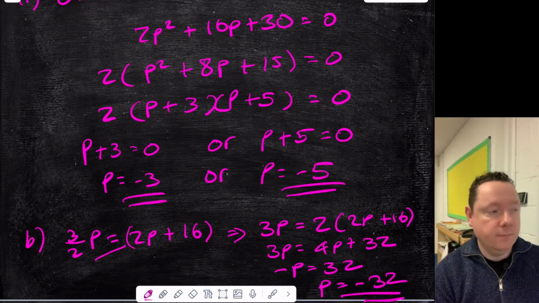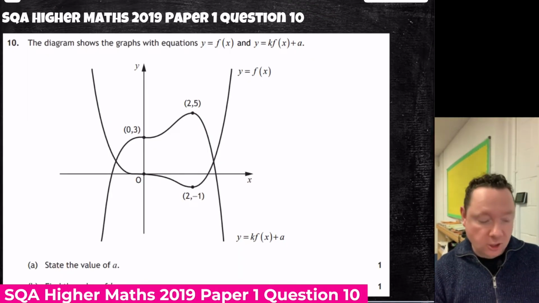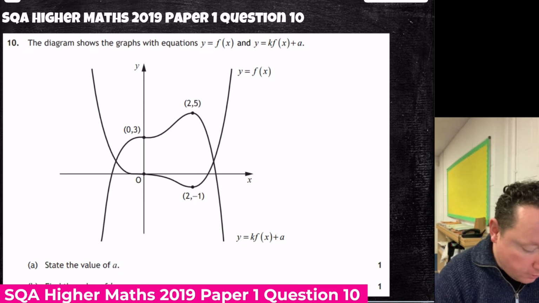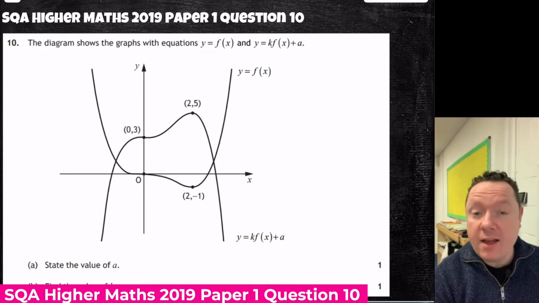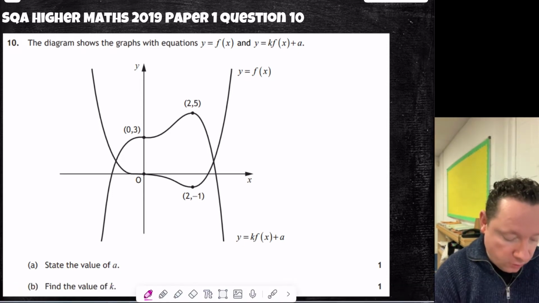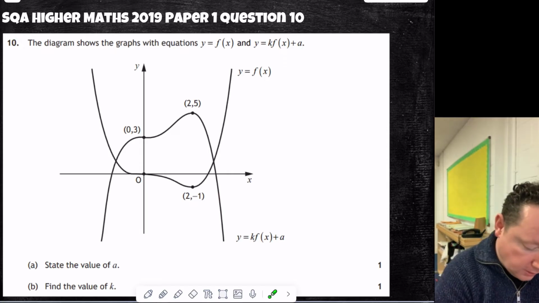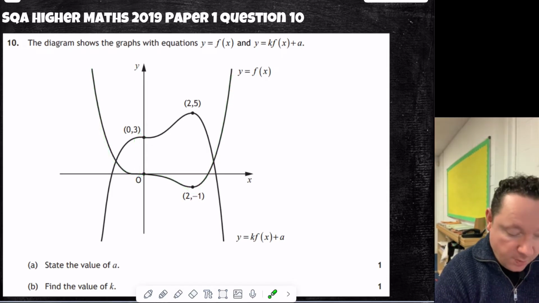And we're done there. SQA Higher Maths 2019, Paper 1, Question 10, Graphs of Related Functions. The diagram shows the graphs of f of x and kf of x plus a. Find the values of a and k. So where's our f of x? It's this one here, and kf of x plus a is the other one. So that's flipped upside down, and then it's maybe moved up or down.